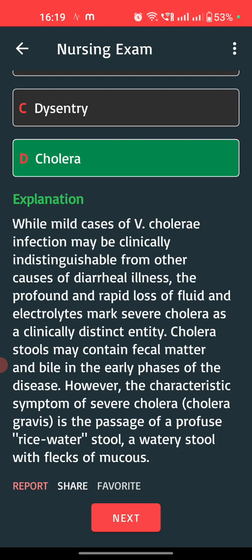Cholera stools may contain fecal matter and bile in the early phases of the disease. However, the characteristic symptom of severe cholera, cholera gravis, is the passage of a profuse, rice water stool, a watery stool with flecks of mucus.